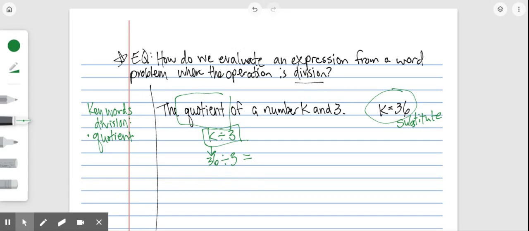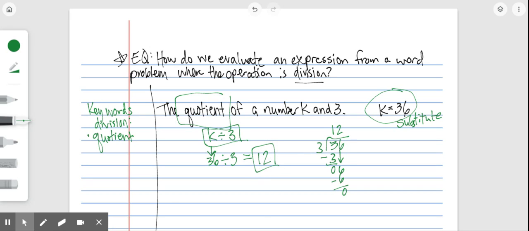And if I don't know that off the top of my head, I can do long division. 36 divided by 3. 3 goes into 3 once. And I subtract that and I get 0. Bring the 6 down. 3 goes into 6 twice. And I subtract that and get 0. So 12 is the answer.